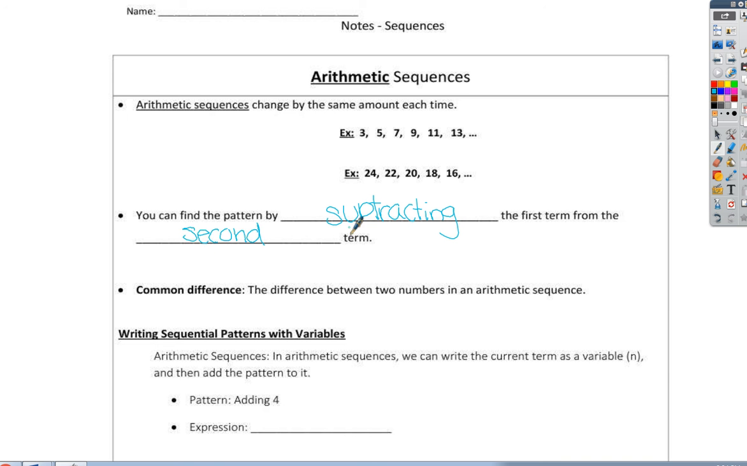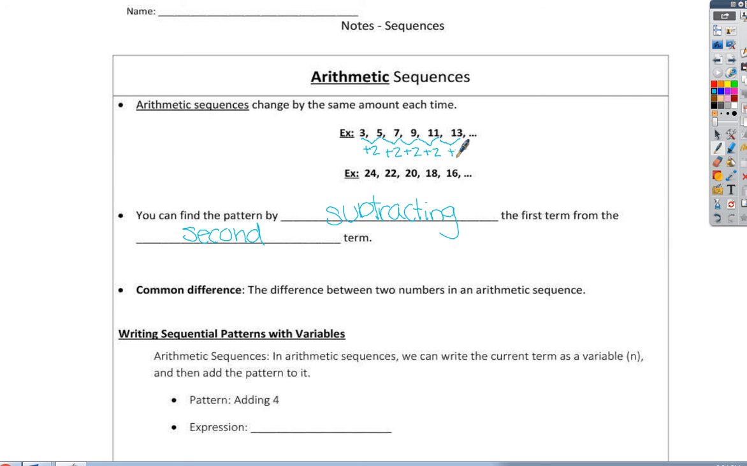So that means we're going to find the second term and subtract the first term. So 5 minus 3 would be 2. And it's a positive 2, so we're going to put plus 2. So 3 plus 2 gets us 5. 5 plus 2 gets us to 7. 7 plus 2 gets us to 9, and we're figuring out our sequence. 9 plus 2 gets us to 11, and 11 plus 2 gets us to 13.